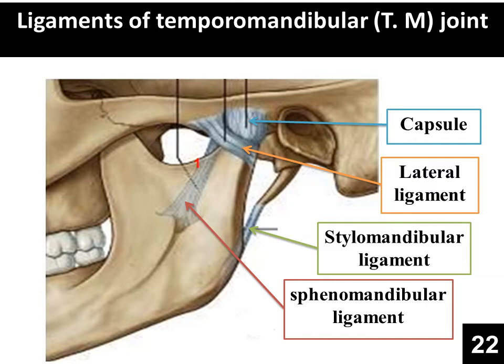But we have two accessory ligaments, indicated by the green color arrow: the stylomandibular, from the styloid process to the posterior border of the mandible at the angle. Then we have the sphenomandibular ligament, this one from the spine of the sphenoid, and it goes to the lingula of the mandible.